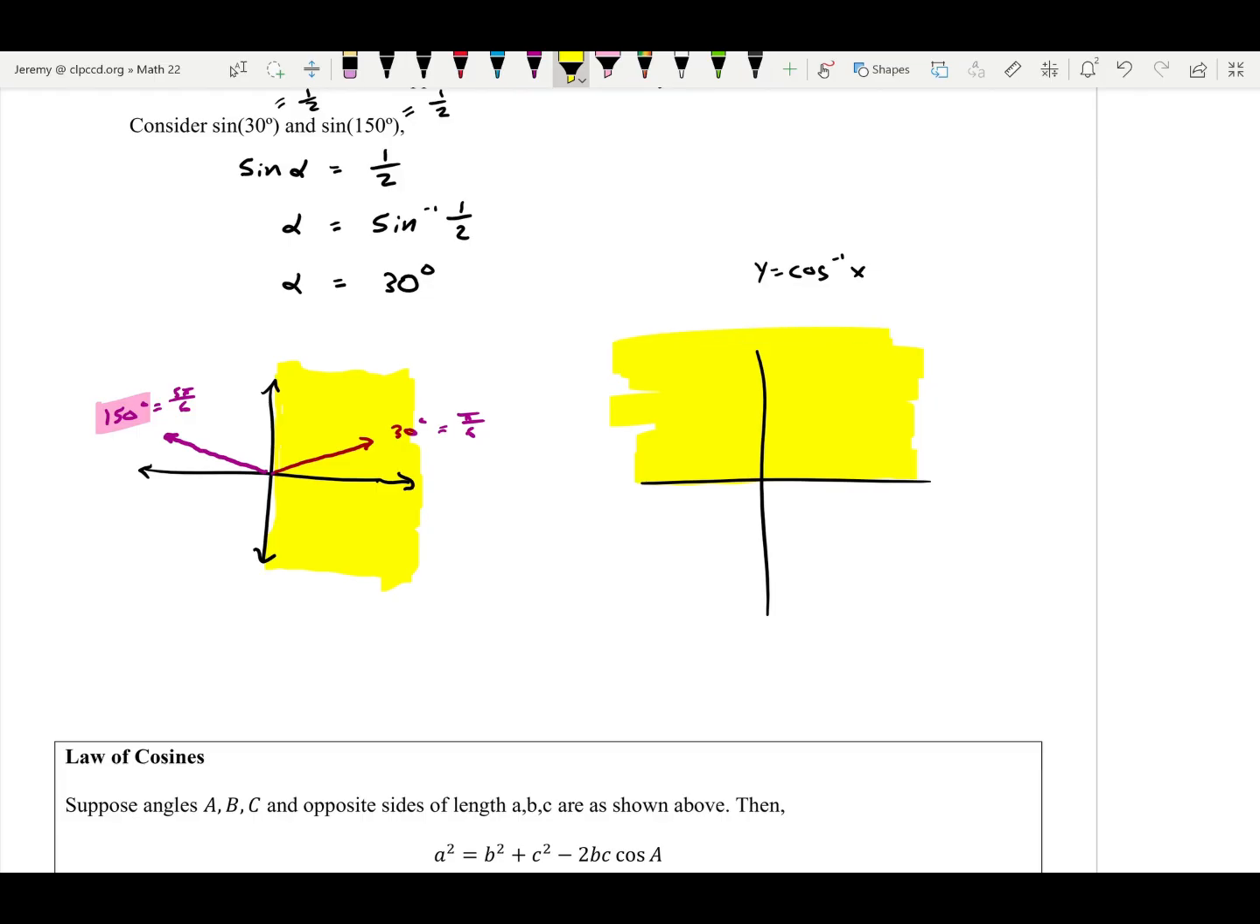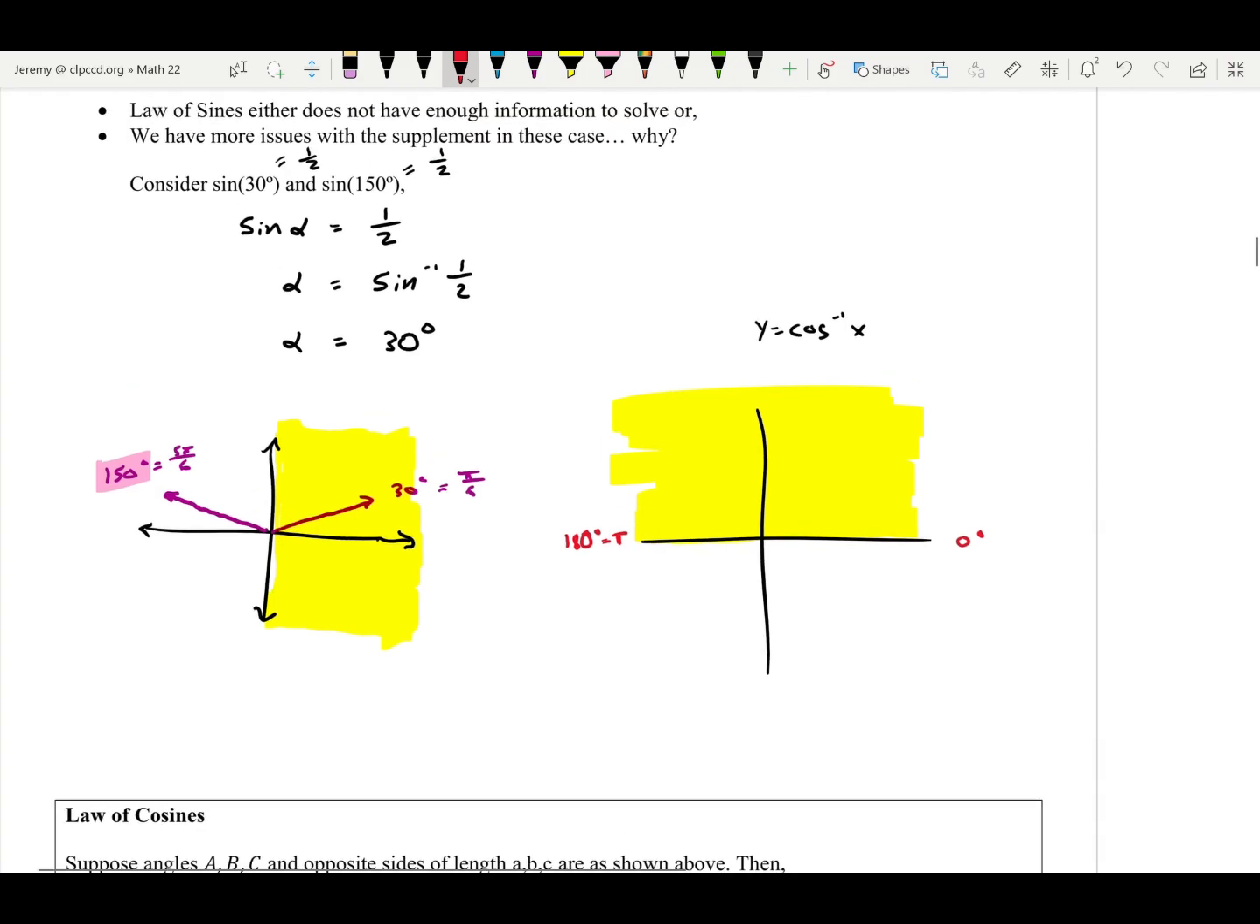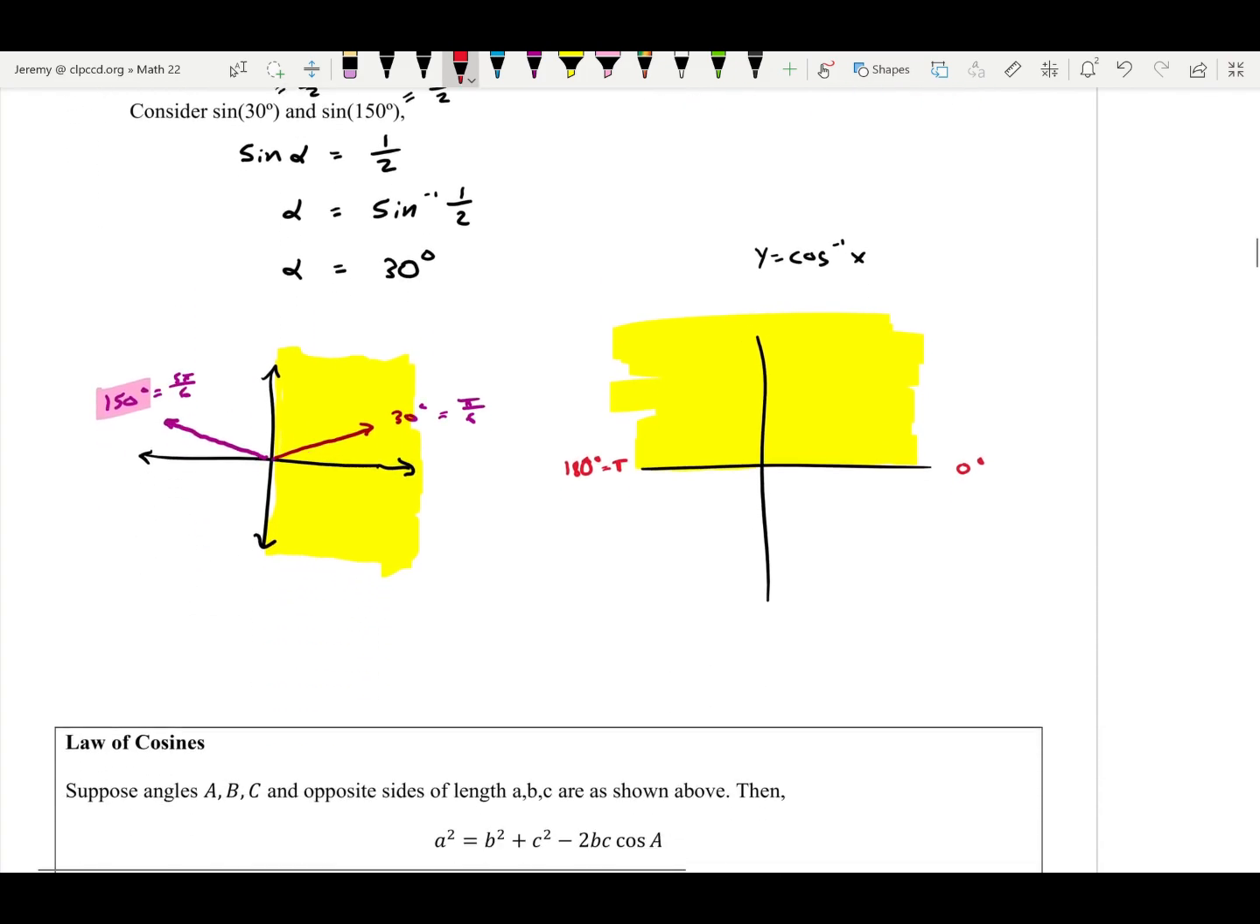It's going to return values in this area, which is a great place to be if you're working with triangles, because these are all the angles between 0 degrees, or 0 radians, and 180 degrees, or pi radians, which is all the possibilities for an interior angle of a triangle.